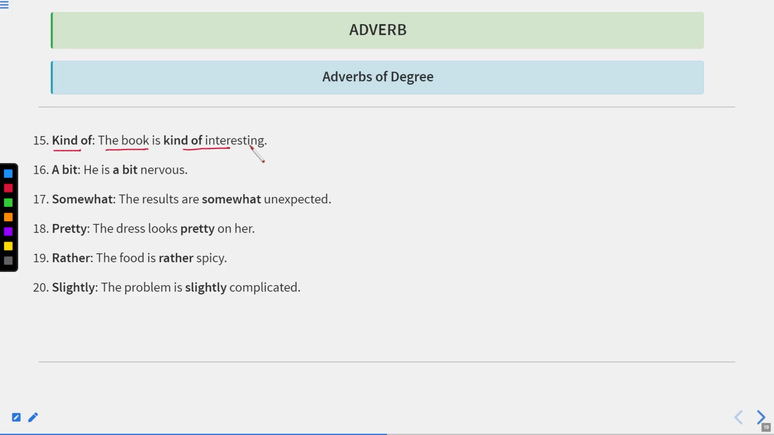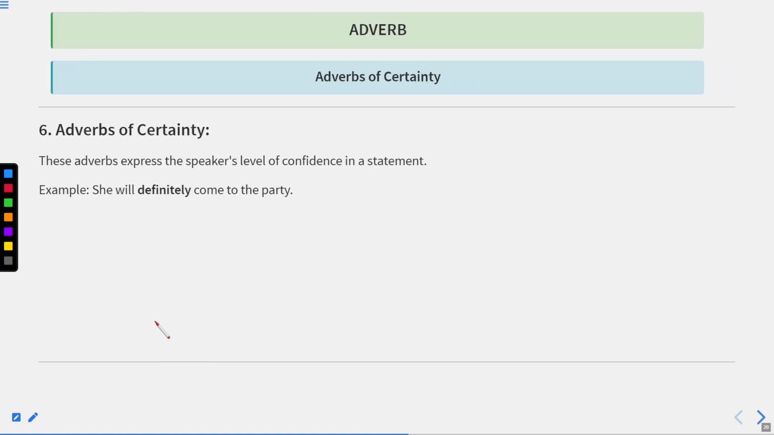The book is kind of interesting. Okay. A bit, he's a bit nervous. Somewhat, the results are somewhat unexpected. Pretty, the dress looks pretty on her. Rather, the food is rather spicy. The problem is slightly complicated. Okay, so all these words are adverbs of degree. Now let us move to the next one.